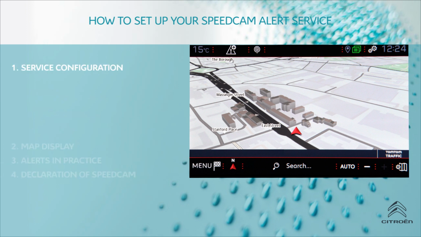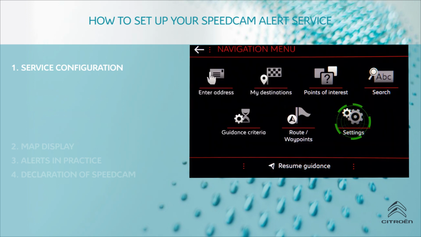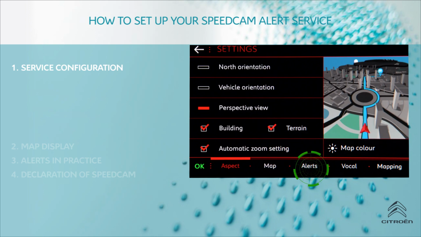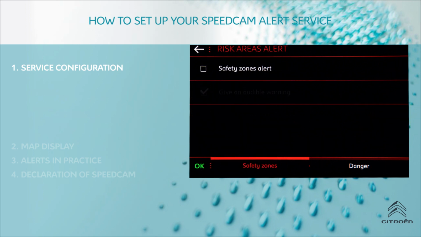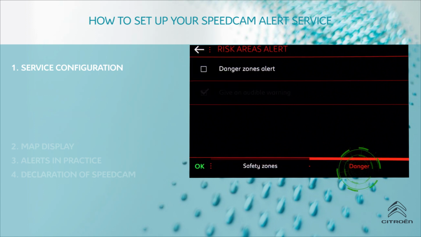Let's start configuring your service. From the navigation screen, click on Menu, Settings, and then on the Alerts tab. Activate Risk Areas Alert. Then click on the triangle to set up your alerts. Configure the desired settings for safety zones showing accidents, hotspots, and danger zones showing speed and traffic cameras. Click on OK to confirm.